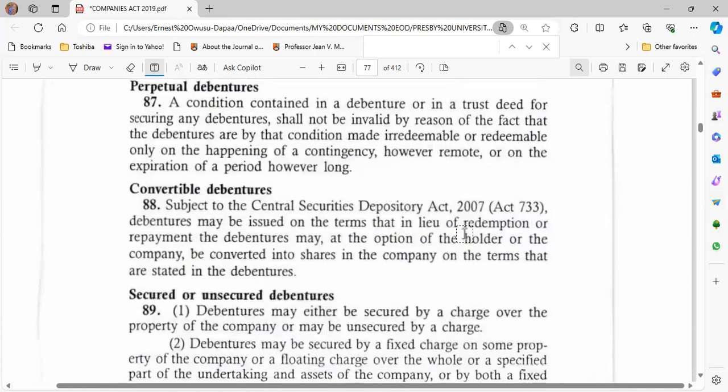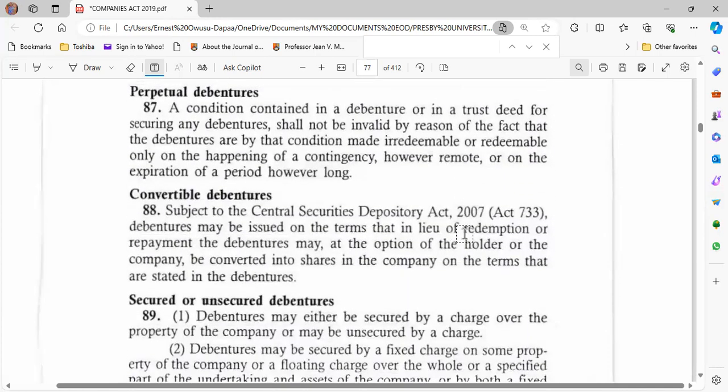Now let's look at some types of debentures. We have perpetual debentures, convertible debentures, secured and non-secured debentures, what we call naked debentures. So let's look at each of them in turn. Perpetual debentures.